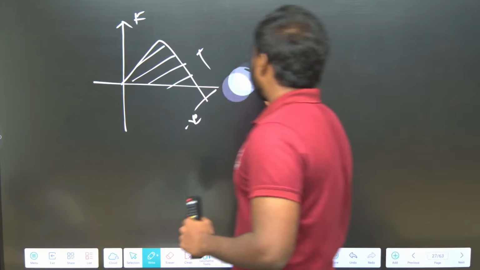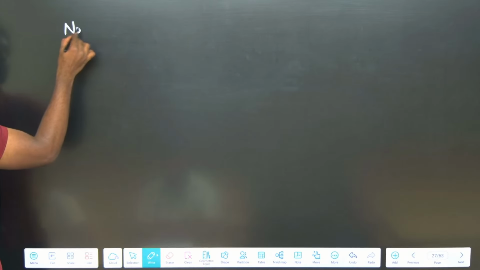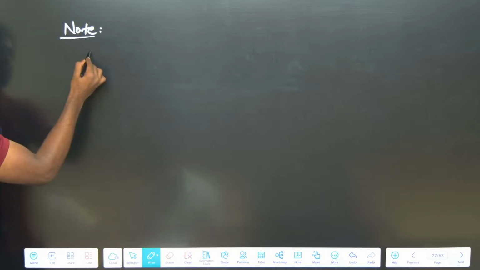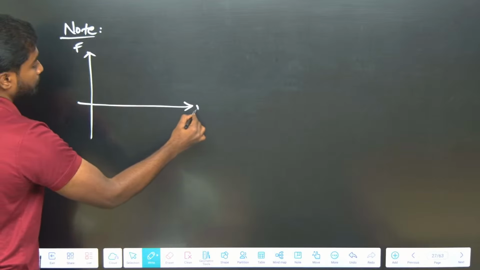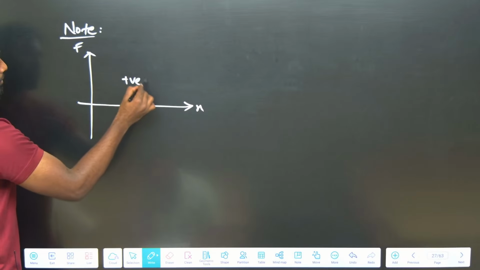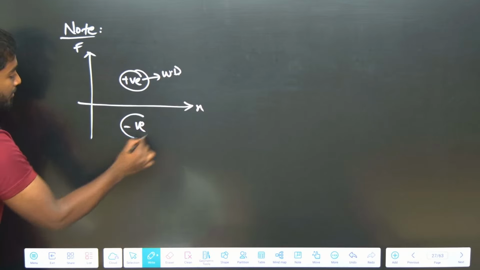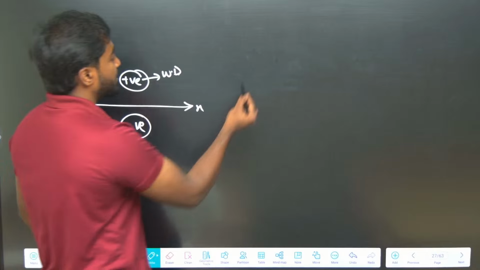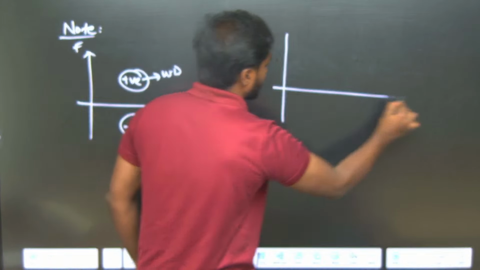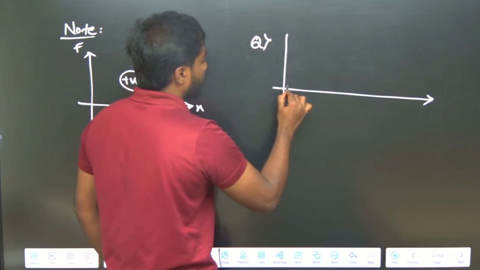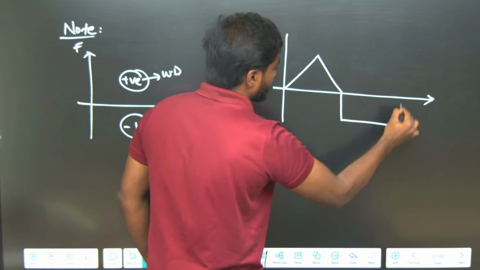Okay, for example, so this is the node point. Above the x-axis we should consider work done as positive, and below the x-axis it is negative. So we will take a question over here. The question is, I need to find the work done for the given diagram.